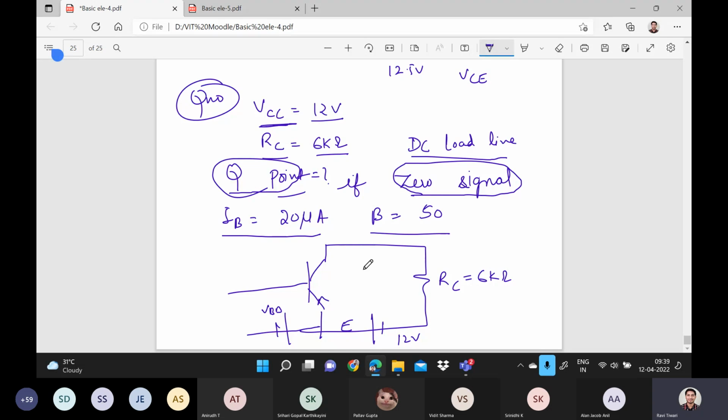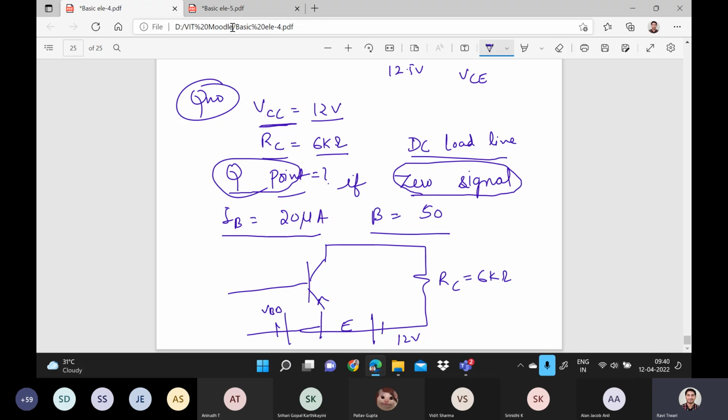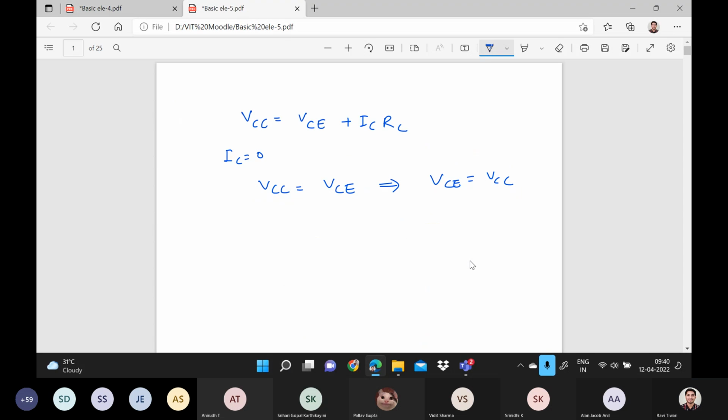Okay. If I write down the equation, this will be what? VCC equals to VCE plus ICRC, right? First step is what? Assume IC is equals to 0 and find out the value of VCC equals to VCE, or in other words, VCE is equals to VCC. VCC is given to us. What is that? 12 volt, right? So in that case, it is equals to 12.